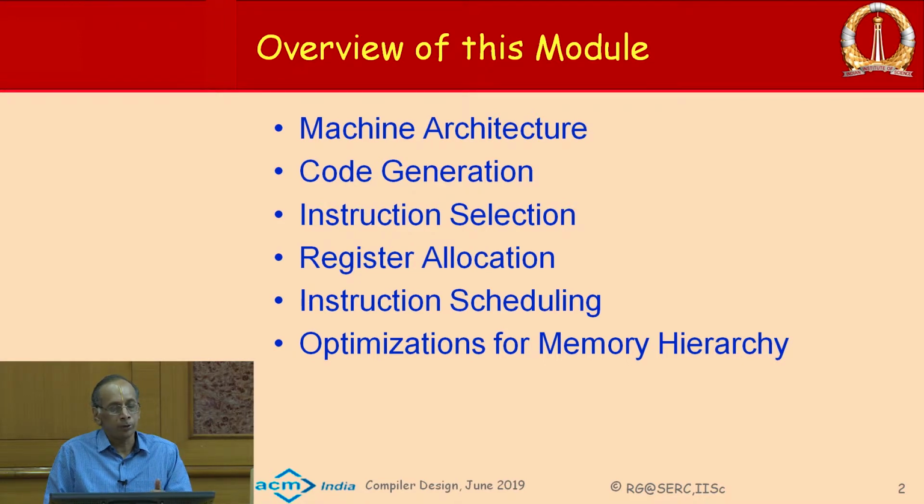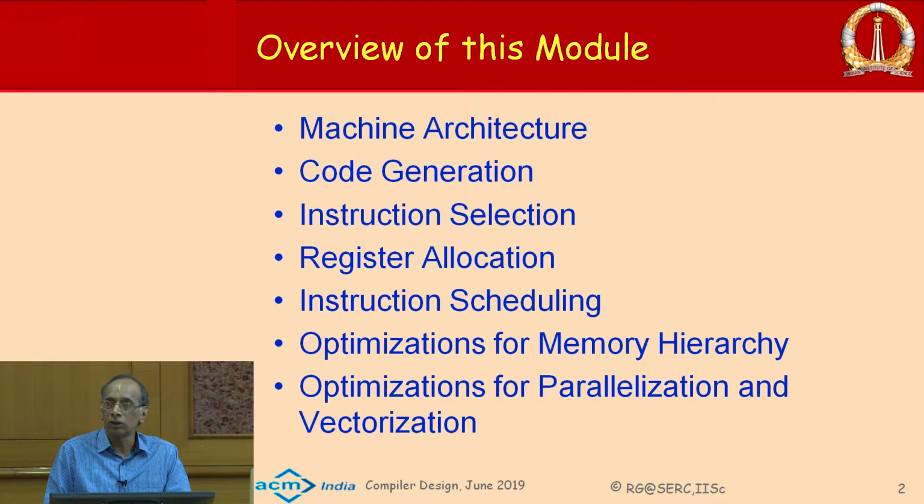Lastly, we will talk about certain machine specific optimizations, right? Something like optimizing for memory hierarchy or optimizing for vector parallelism that is available in your architecture and so on, right? This will be towards the end of this program, maybe towards the last 1 or 1.5 lectures on that.